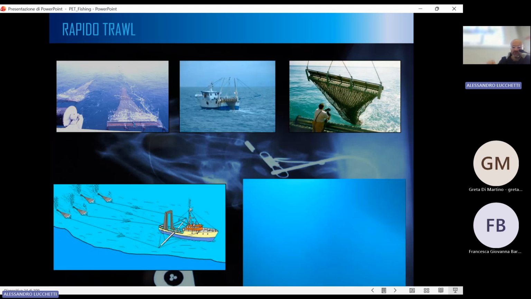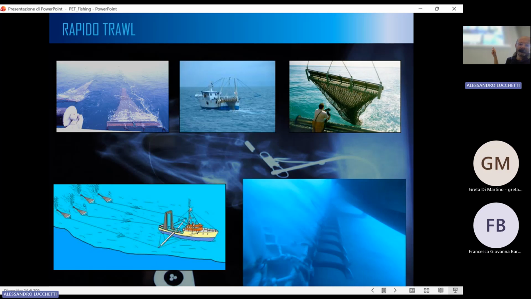I don't know if you saw the impact of this gear when you recover the net. It is like this. Therefore, you can also imagine the impact that this gear has on the bottom.